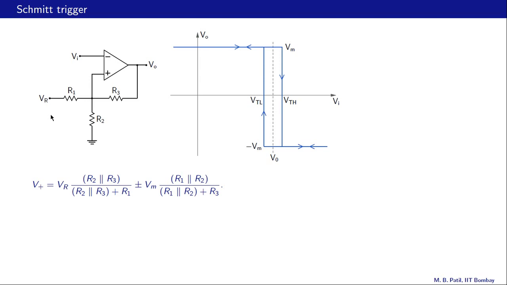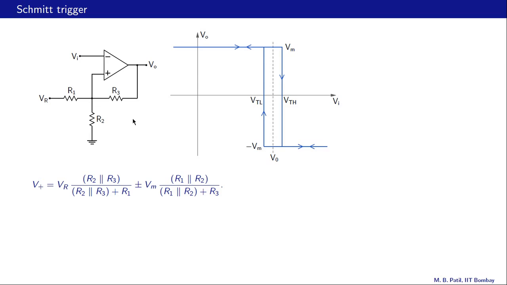Let us consider VR first with Vm equal to 0. That means this node is at ground potential, and then R2 and R3 are in parallel. And in that case, V plus can be obtained simply using voltage division, and V plus would be VR times this resistance, which is R2 parallel R3, divided by R1 plus R2 parallel R3. That is the first term here.